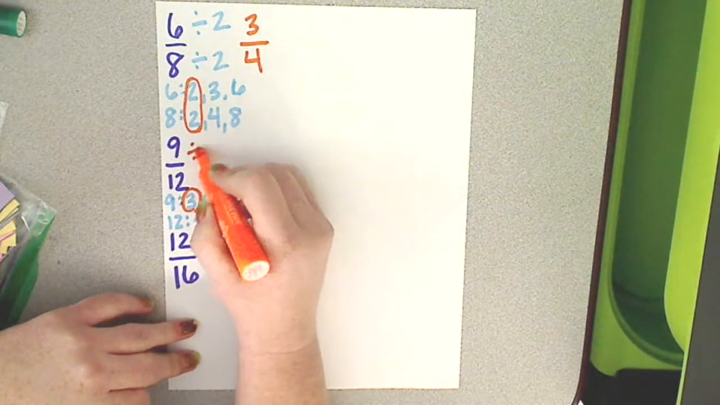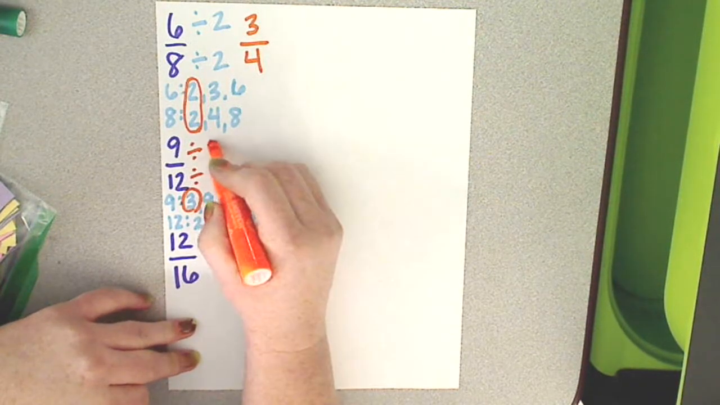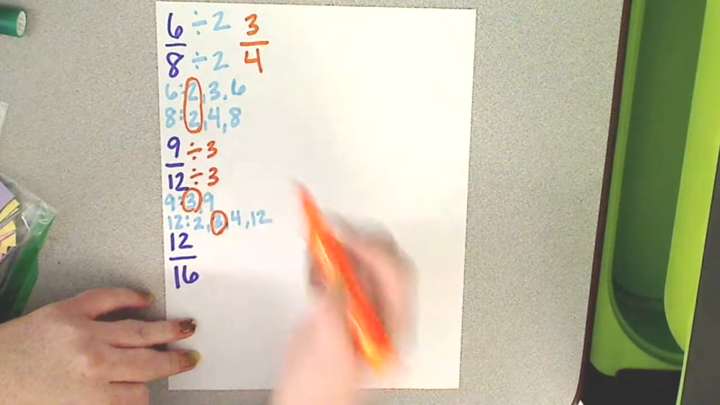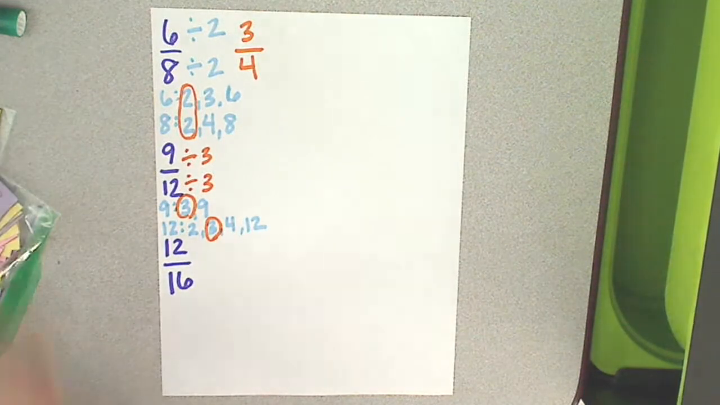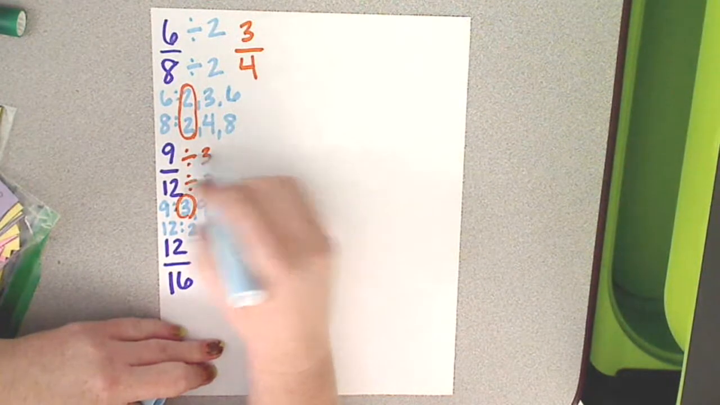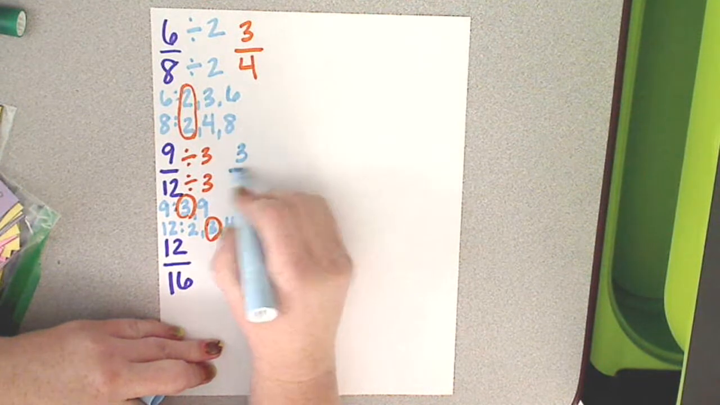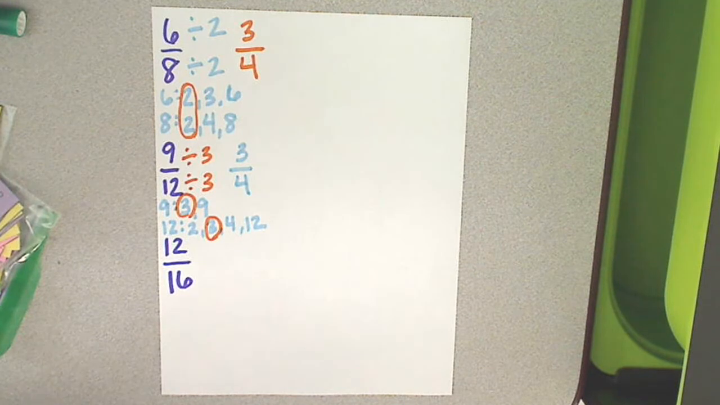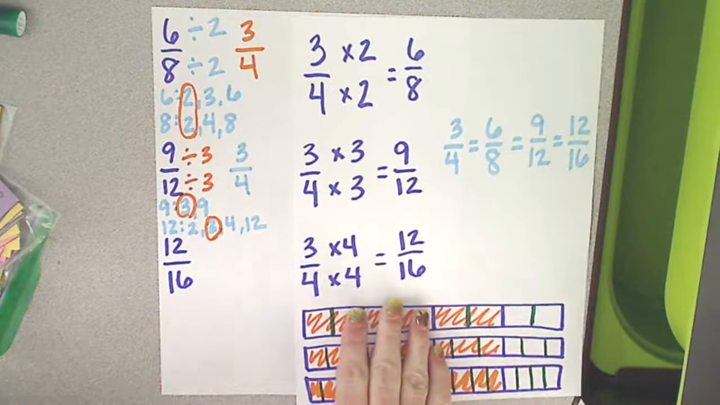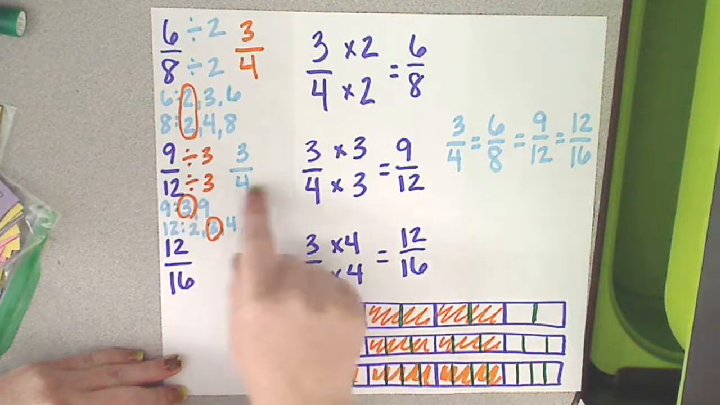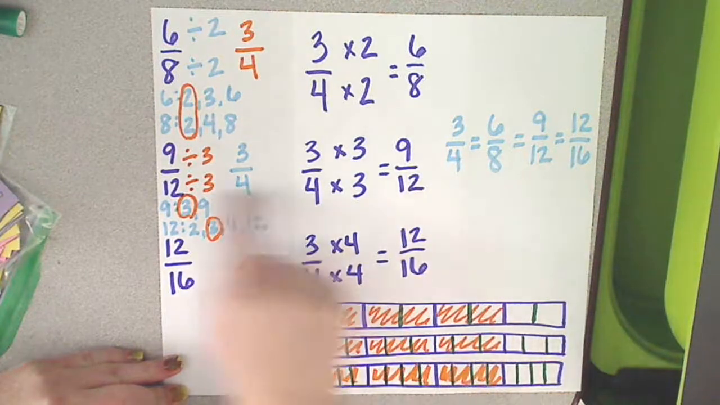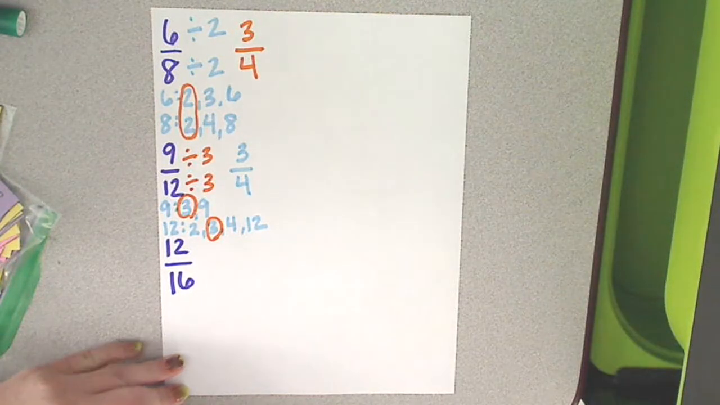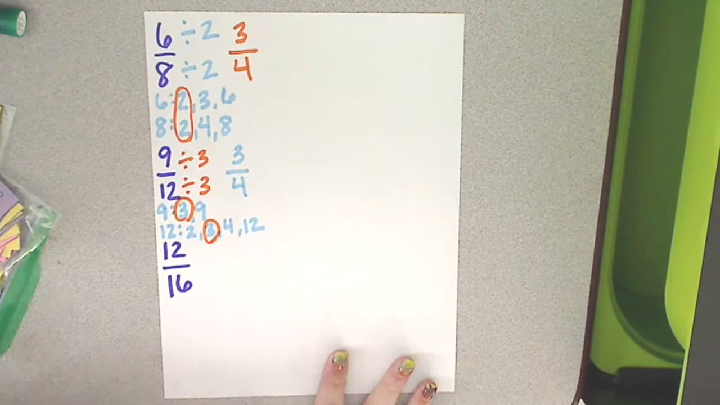So I'm going to divide my numerator and my denominator by 3. 9 divided by 3 is 3. 12 divided by 3 is 4. Wait. Once again, I'm seeing something familiar here. Let's take a look at our last one. Maybe we'll come to the same conclusion.